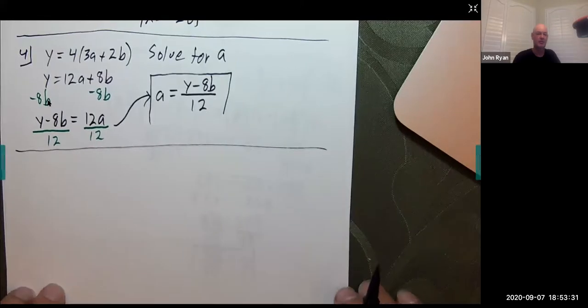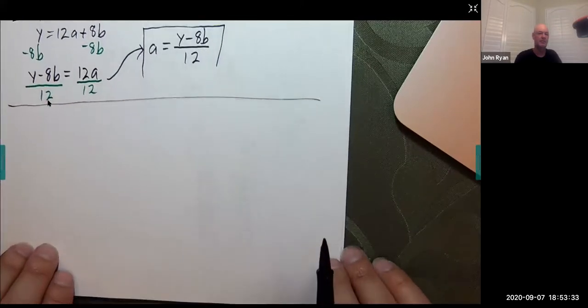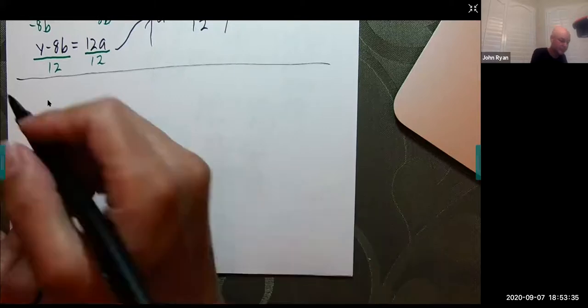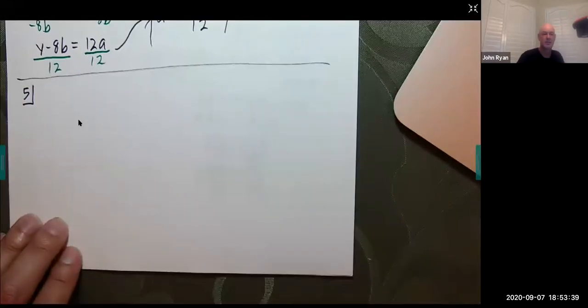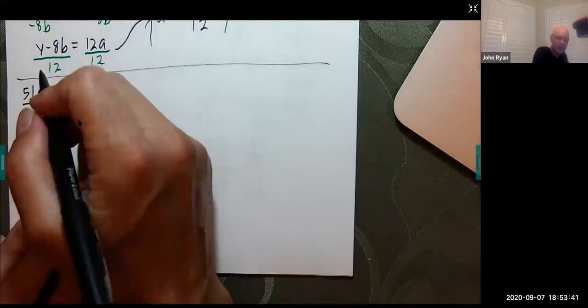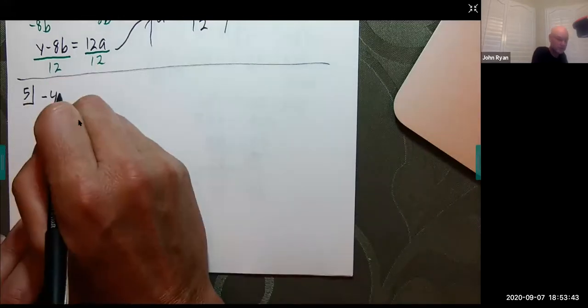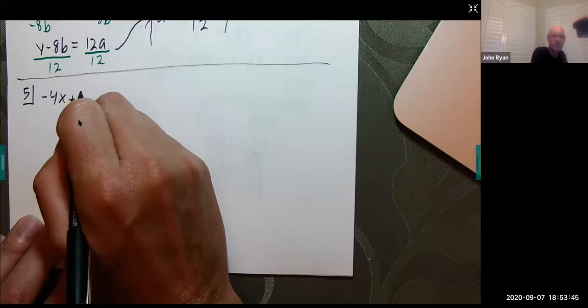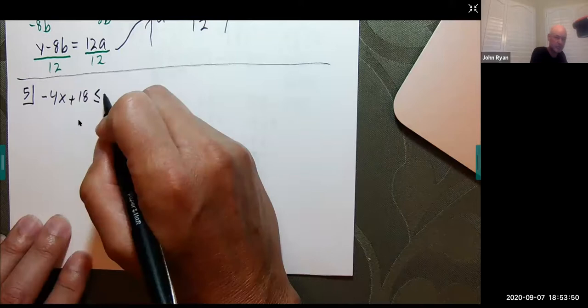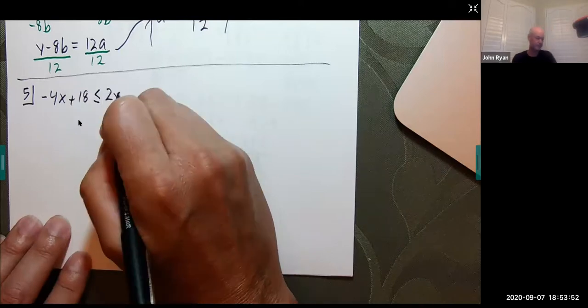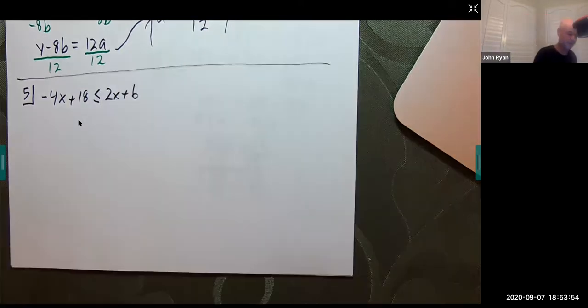All right. So if we can squeeze 5 in here, I think we can. 5, we have an inequality. All right, big thing to remember with these is if I ever have to multiply or divide by a negative, automatically, the direction of the inequality switches.